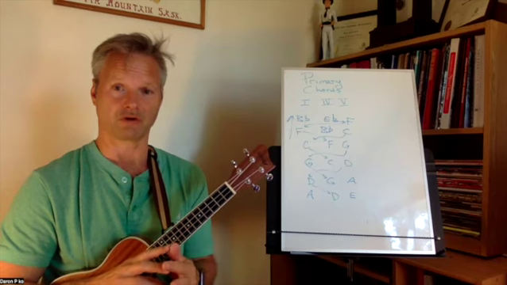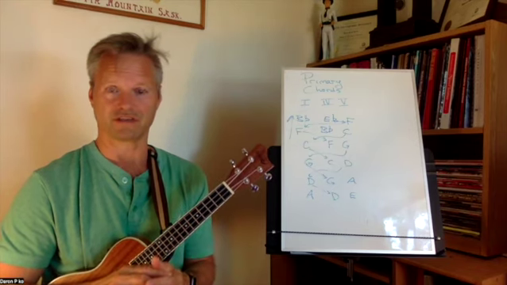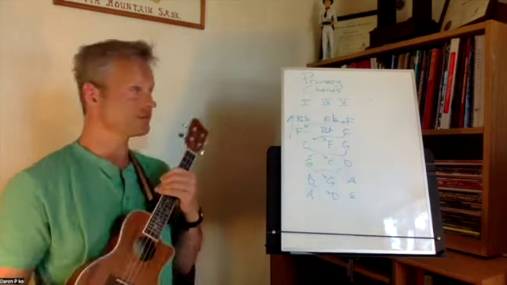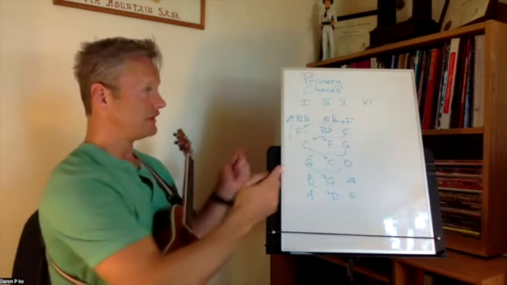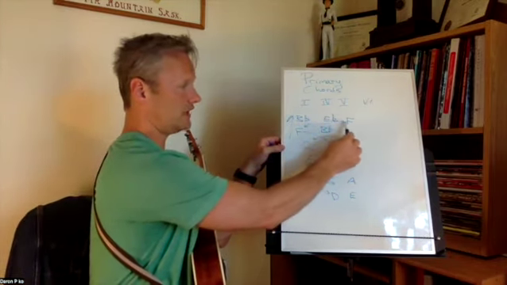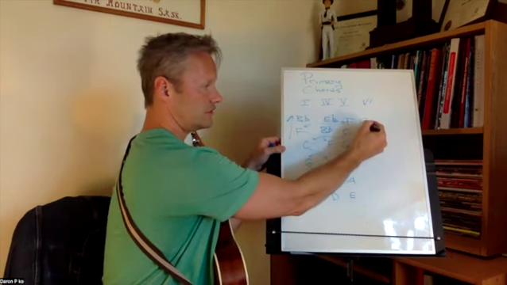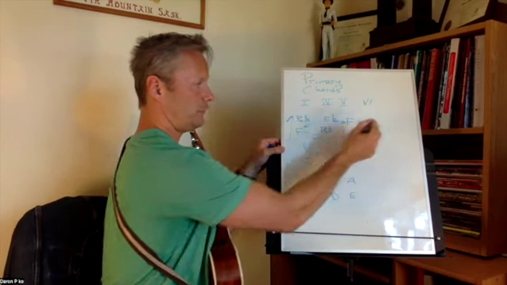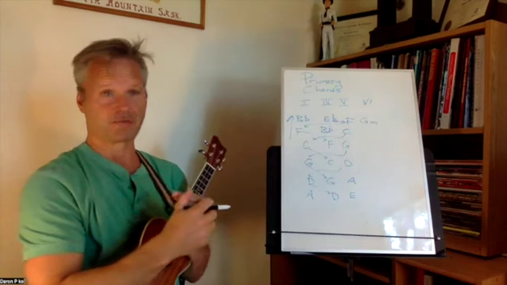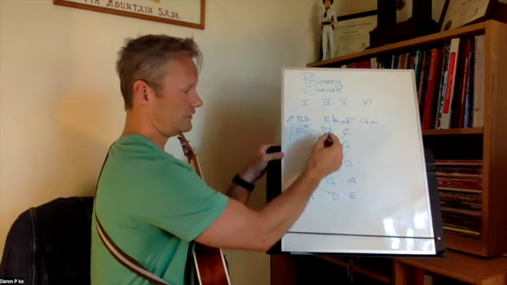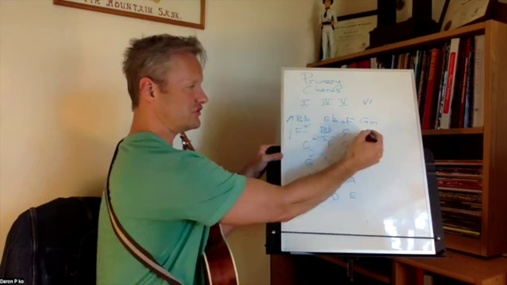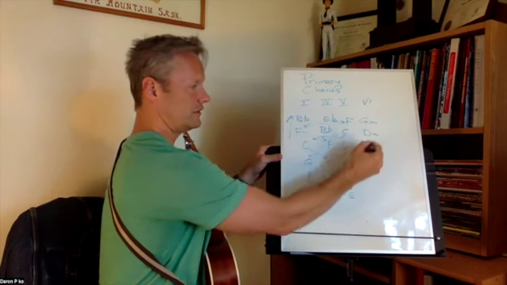Those are majors, 1, 4, and 5. The relative minor is the main minor chord, it's the 6. So alphabetically, you just add a note. You've got the 4, E flat, the 5, F, so the 6 is G, but it's minor. The 6 is a minor chord. F, the 4 is B flat, 5 is C, 6 is D minor.